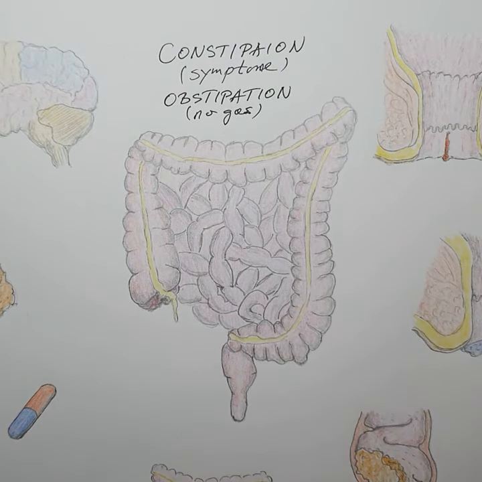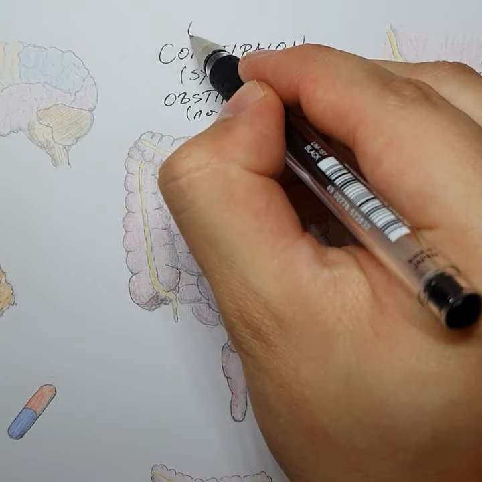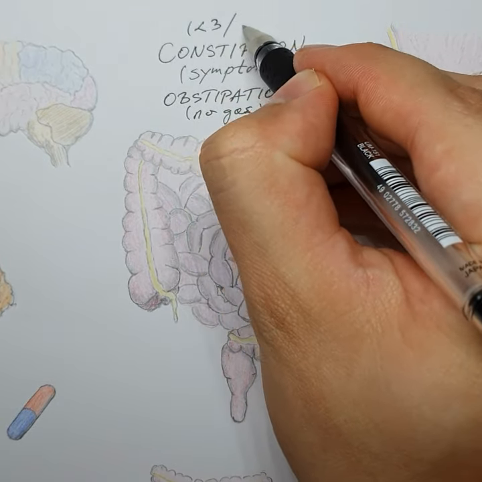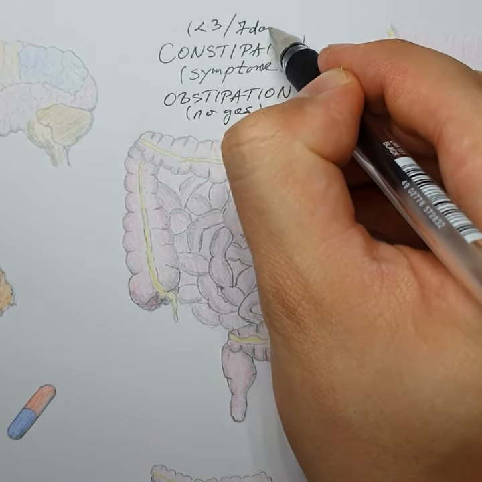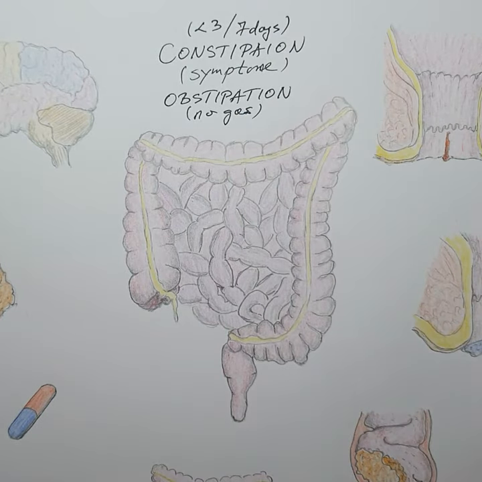So, constipation, what is its definition? It is defined as less than 3 stools in a week. So in 7 days we have less than 3 stools. But the definition is more complicated than this.